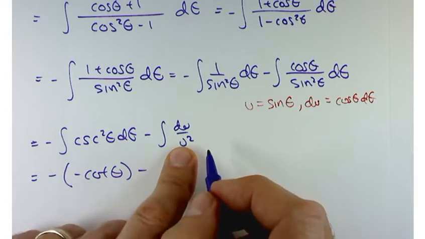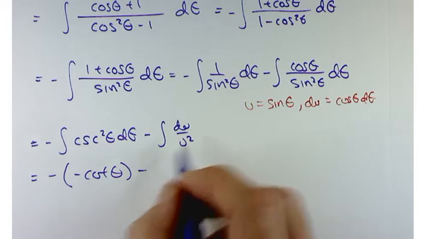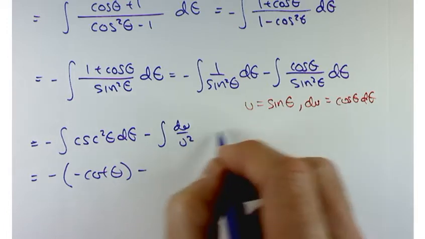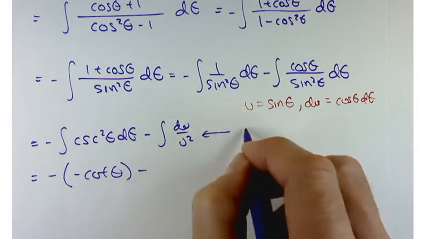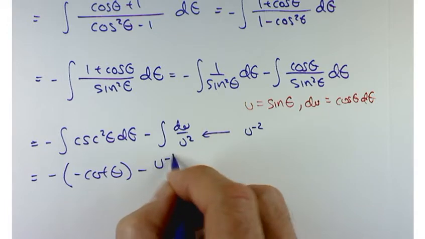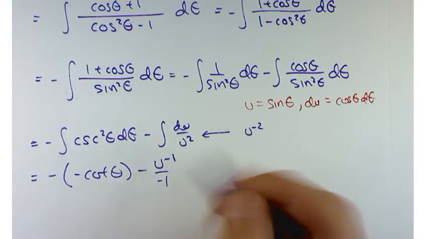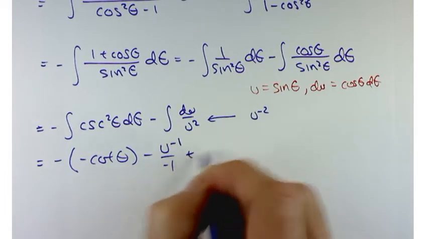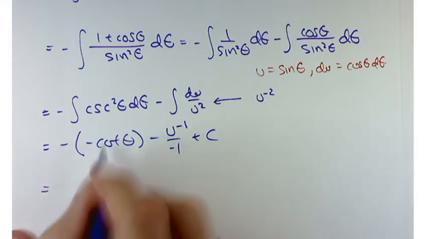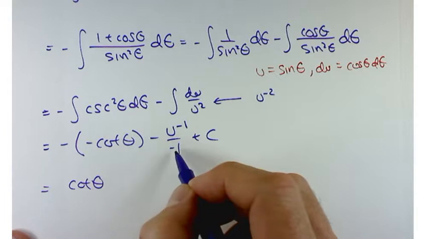How about this one? How's that going to integrate? Not an ln. It'd have to be the first power to be an ln. So I guess the way to think of that part down there is it's u to the negative 2. So you add 1 to the exponent and divide by that same exponent. We've got a lot of cleaning up to do here. Let's throw in our constant before we forget it. Cotangent of theta. The negative and the negative cancel.